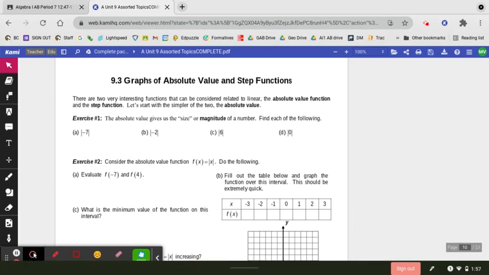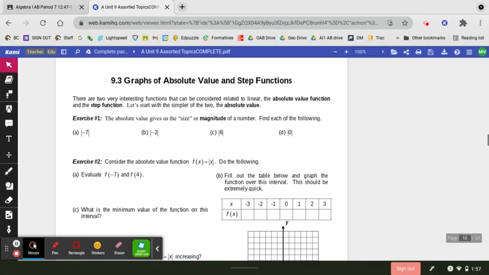Hello, everyone. Today we're continuing with 9.3, and today we're going to talk about graphing absolute value functions as well as step functions. There are two very interesting functions that can be considered related to linear: the absolute value function and the step function. Let's start with the simpler of the two, absolute value.